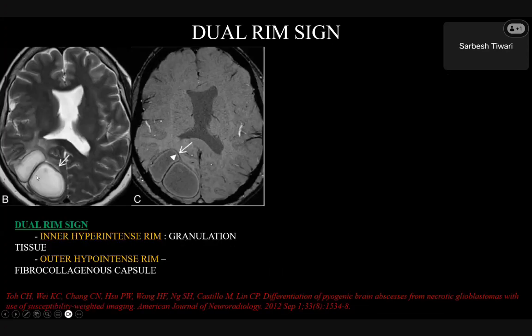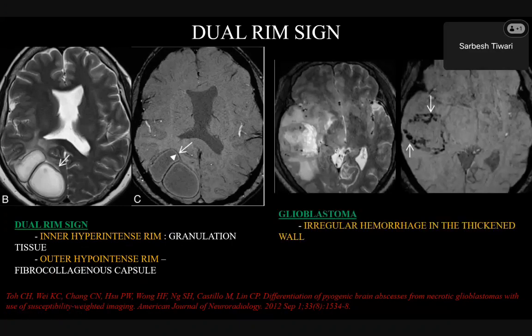Let's move ahead with a different case. This 35-year-old presented with headache, vomiting and diplopia. Please look at the images. You have a plain CT scan, a plain T2 image. This is a diffusion image, and this is the ADC map. This is a post contrast.